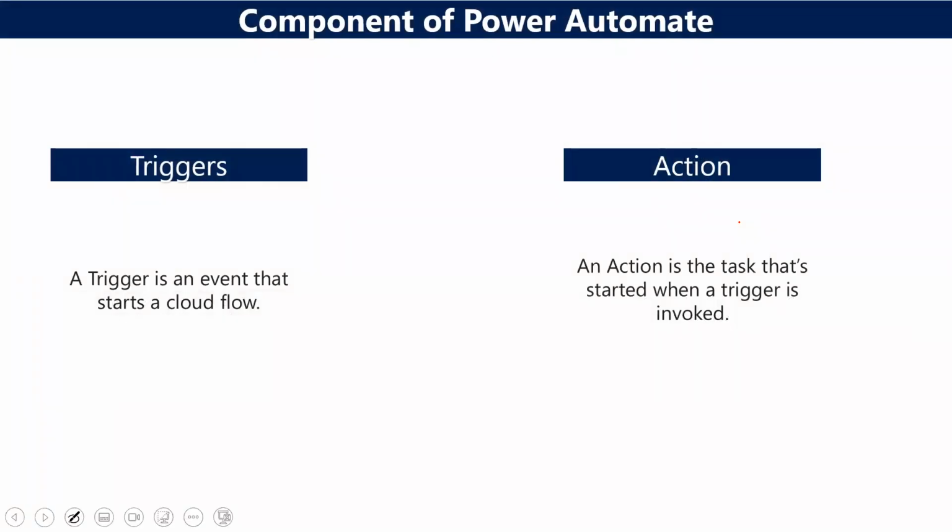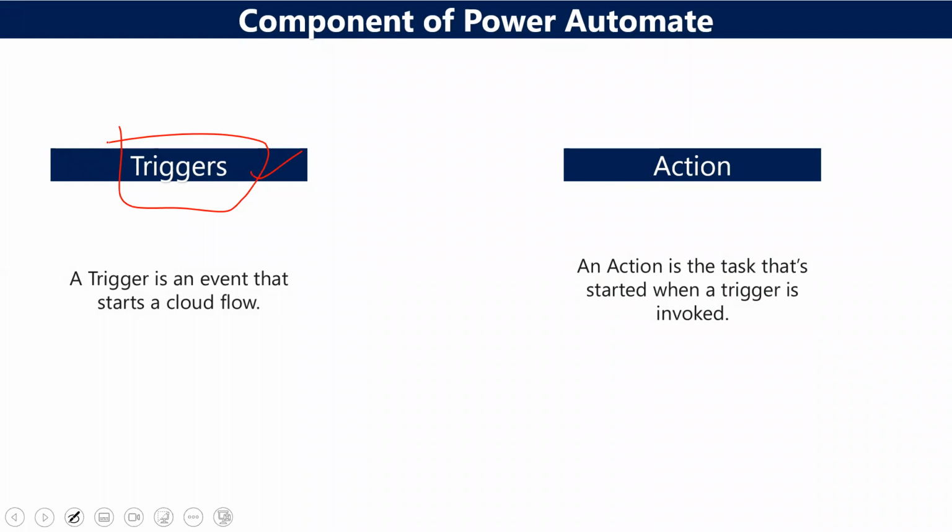Talking about the main components of Power Automate, there are 2 main components based on which the full flow starts running. The first one is a trigger. So what is a trigger? A trigger is a kind of event which helps us start the flow. Whenever we want to run a flow based on a condition, the condition can be defined inside my trigger phase, and accordingly the flow will be started.